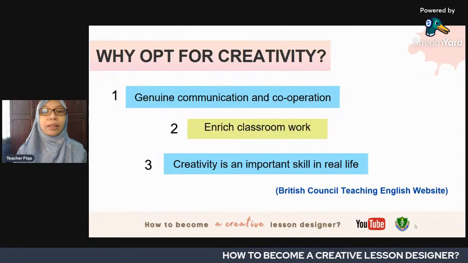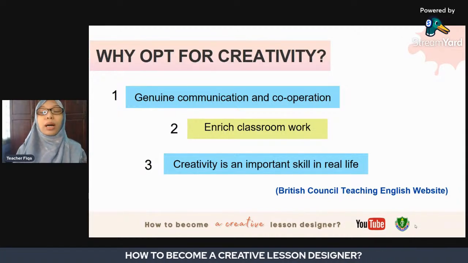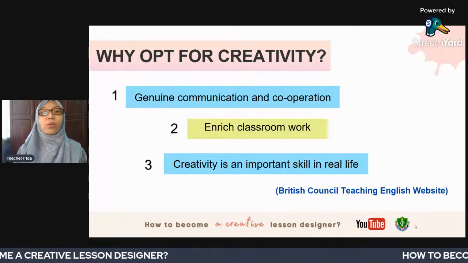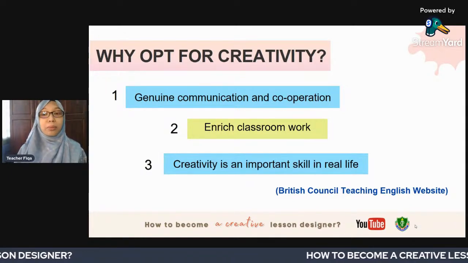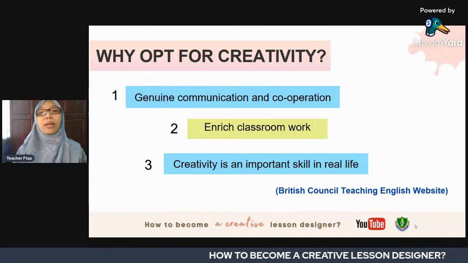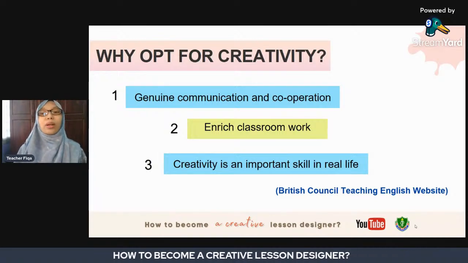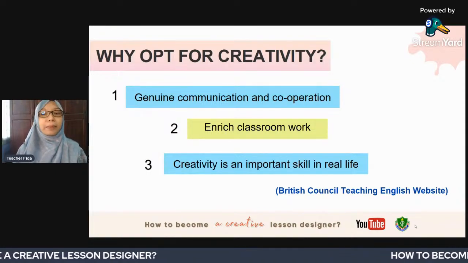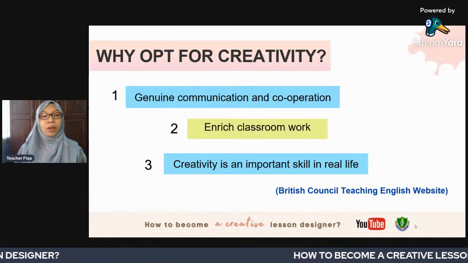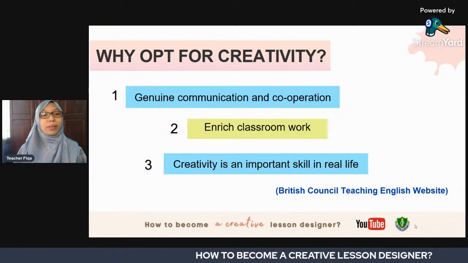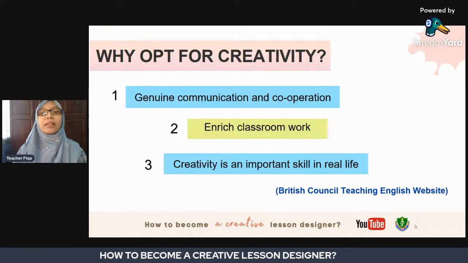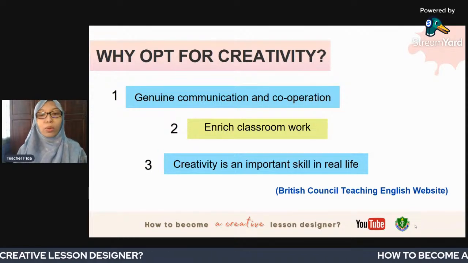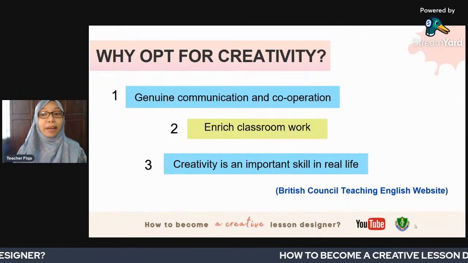Okay, I have 3 examples here. Number 1, it can promote genuine communication and cooperation among our learners. It can also enrich classroom work, especially when we have talented students in our class. We are just amazed with the outcome of the task that we assign them to do, especially when they use apps that they have in their iPad. And then I really like the last point, which is creativity is an important skill in real life, because I think especially when the students step into the working world, creativity is one of those added value other than our degree certificate.